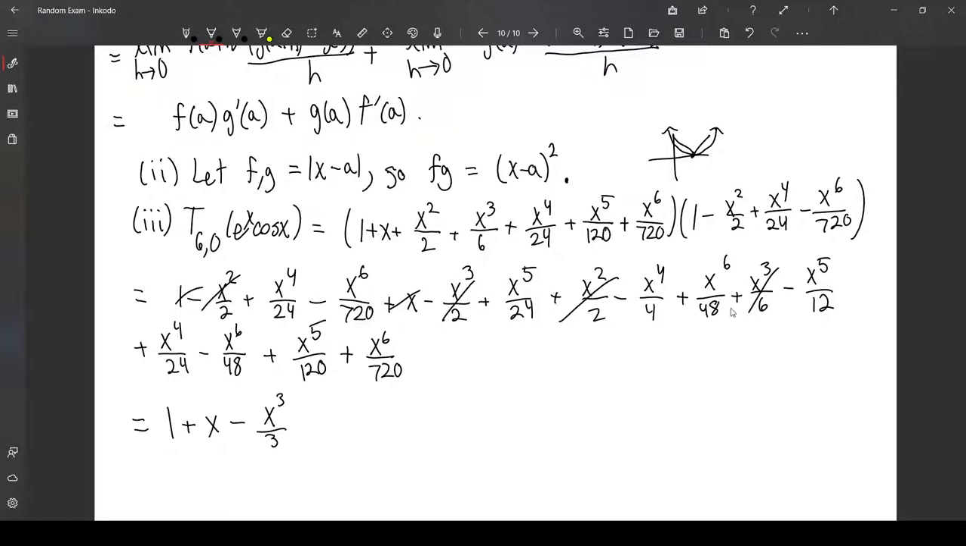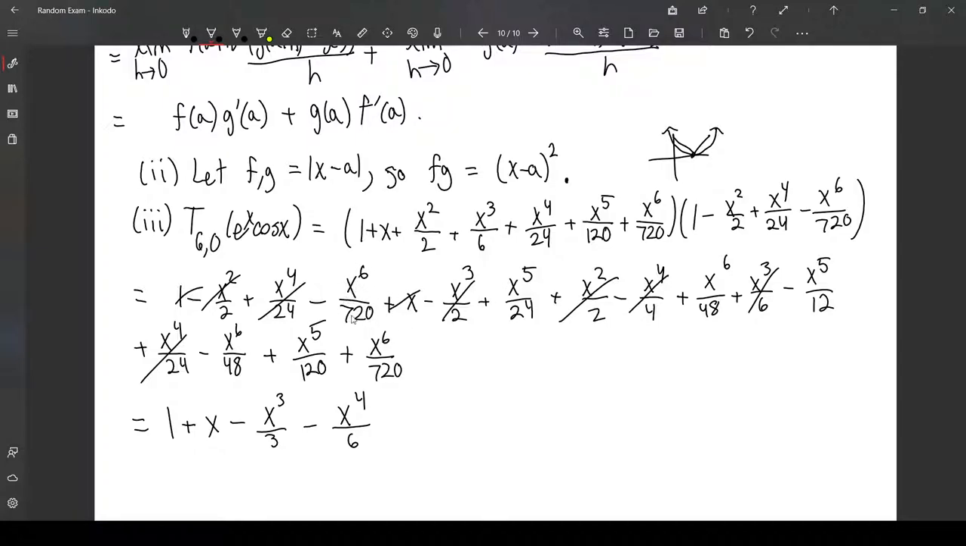All right. Now with x to the 4th, we have 2x to the 4th over 24. So that's x to the 4th over 12. Minus x to the 4th over 4. So that's 3, so we have minus 2, so minus x to the 4th over 6. Okay, so let me get rid of the x to the 4th now.